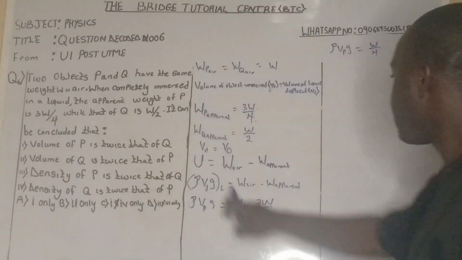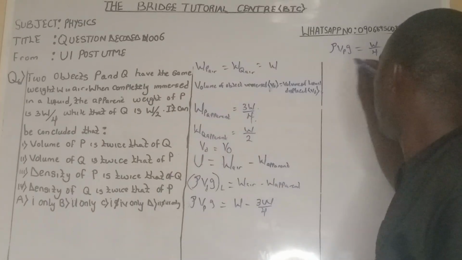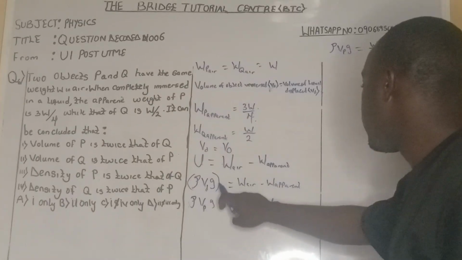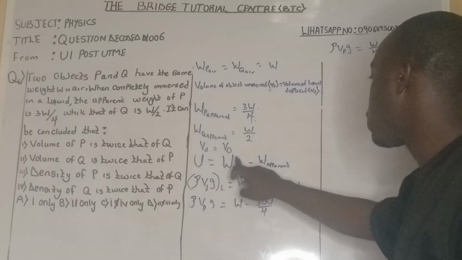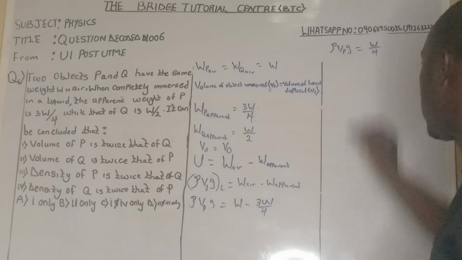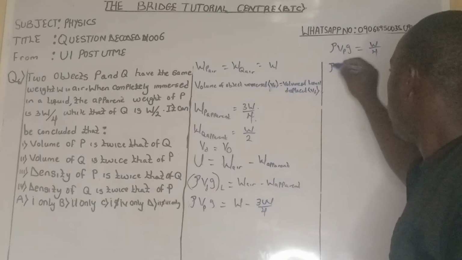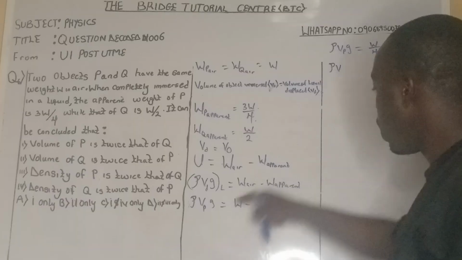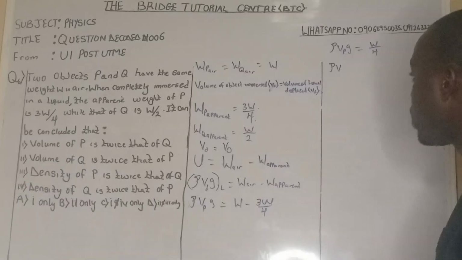Okay, what about the next one? For Q, what do we have for Q? Q is going to be rho Vg, which is the upthrust, equals the weight in air minus the apparent weight. So upthrust is rho VD, the volume displaced. But instead of using volume displaced, what can we use?